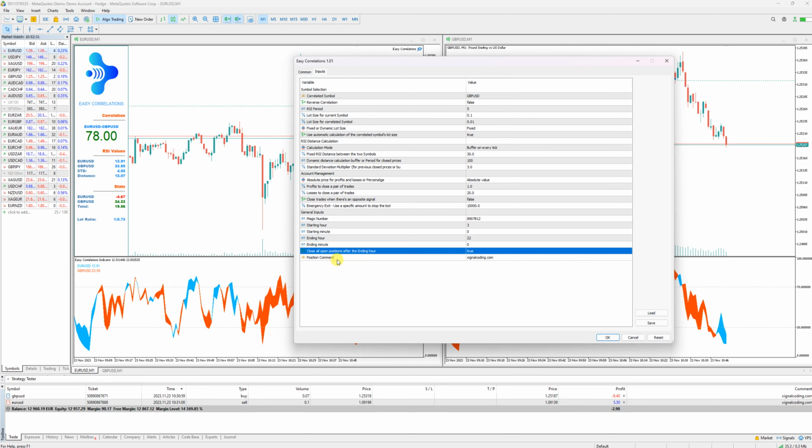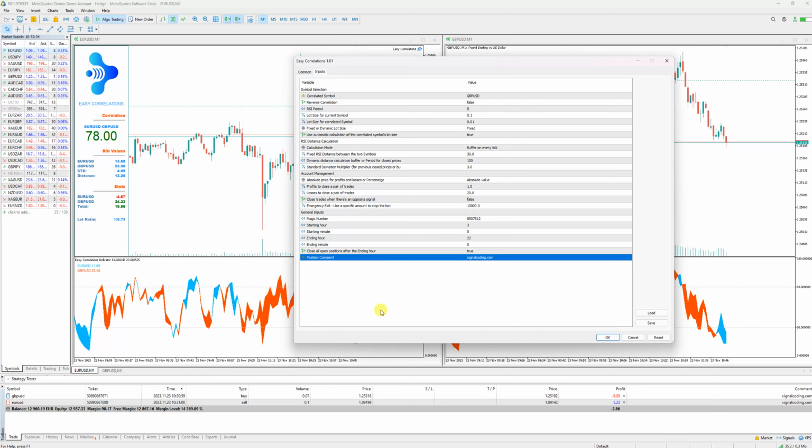And the last input is a position comment. I have my website signalcoding.com, but you can add whatever you want if you want a specific comment here.